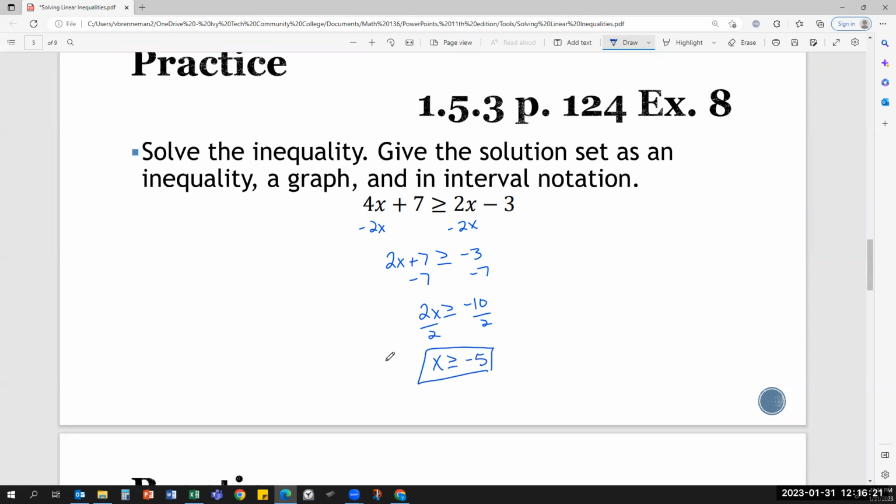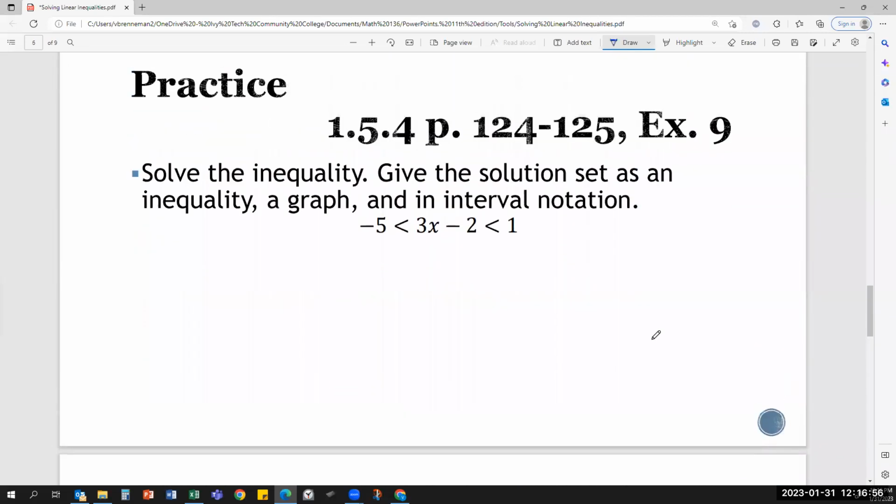That's the inequality, and that's what would go, again, inside the set builder notation. Then the graph is going to have the arrow pointing to the right because it's x greater than or equal to, with a square bracket because it's greater than or equal to, at negative 5. And so we have square bracket, negative 5, comma, infinity, parenthesis for the interval notation, which would just go into an answer box that doesn't have any curly braces around it.